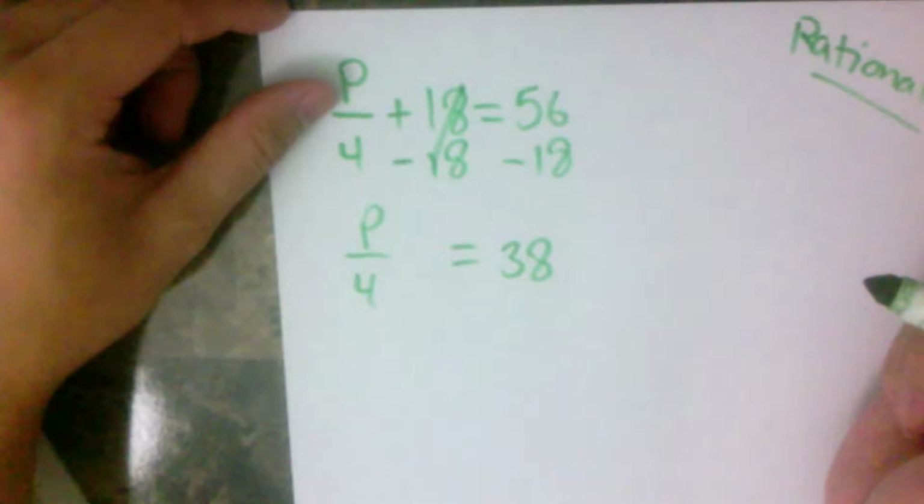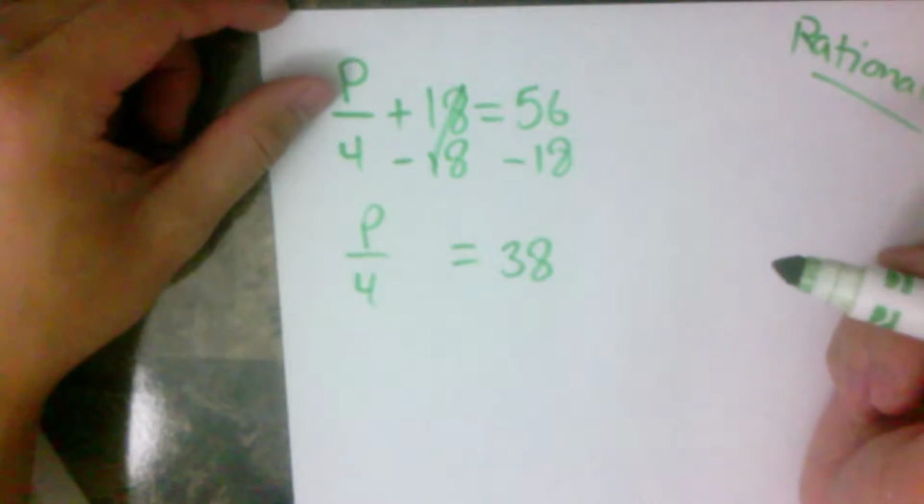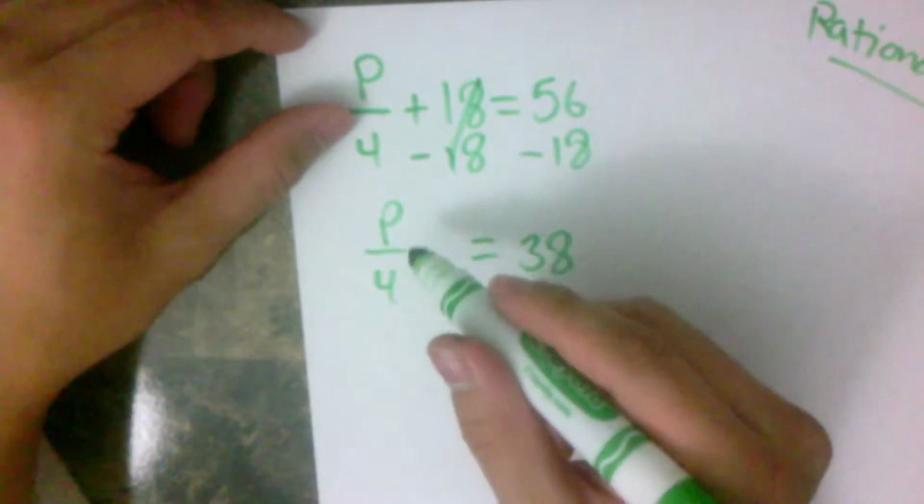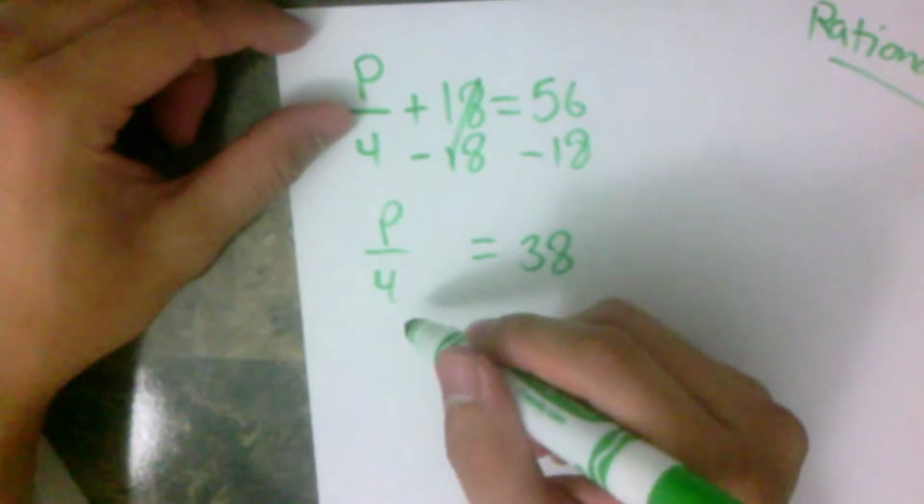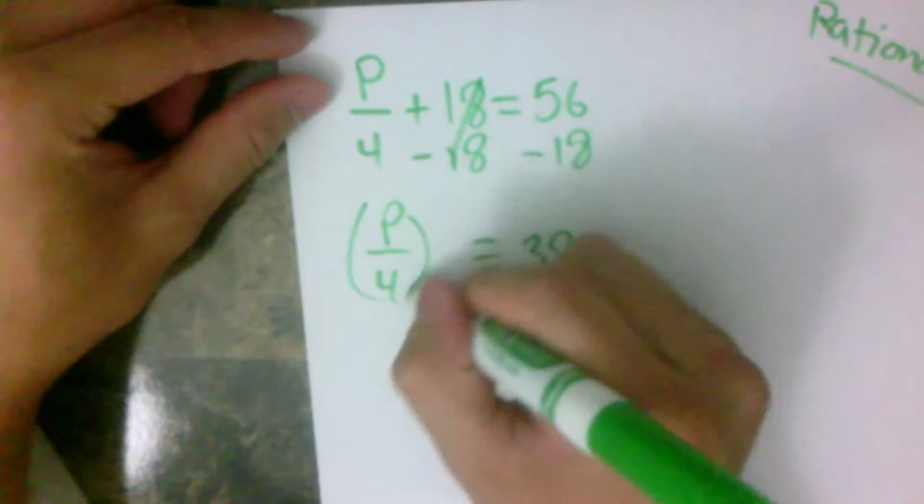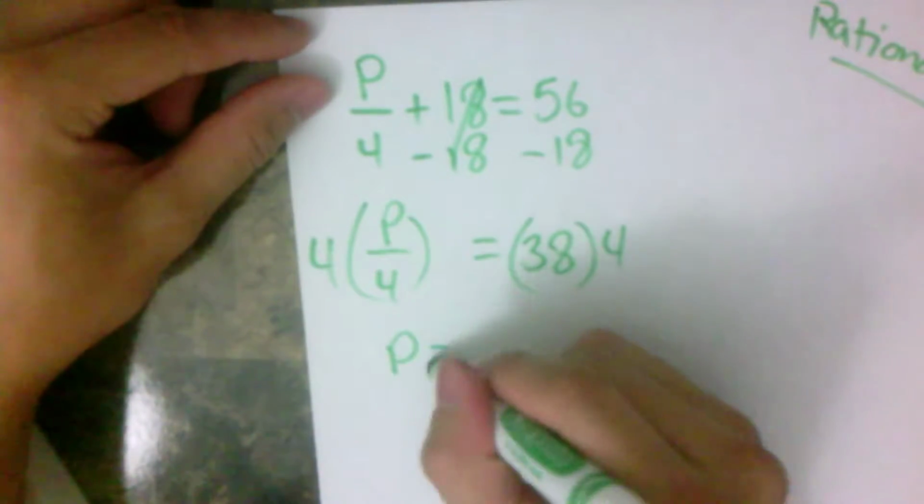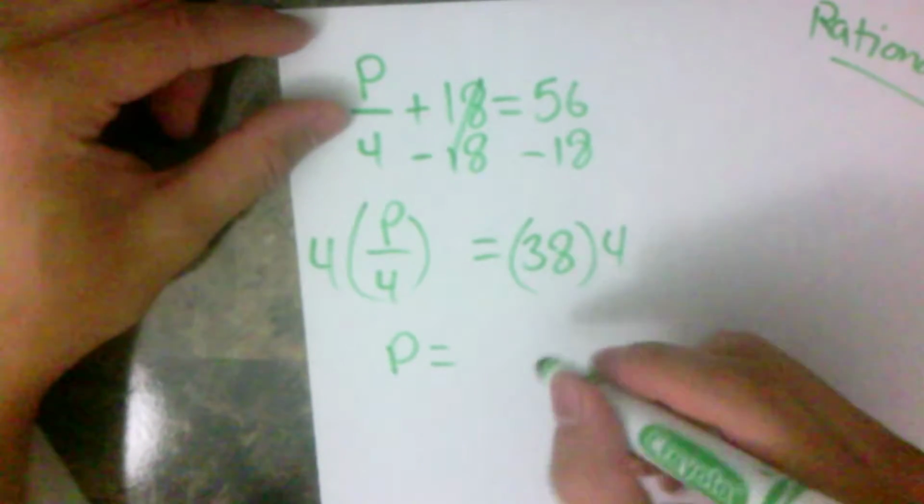Well, this problem doesn't turn out quite as nicely as I would have wanted it to, but that's okay. From here, you have P divided by 4. To get rid of divided by 4, you have to do the opposite, so we'll go ahead and multiply by 4.